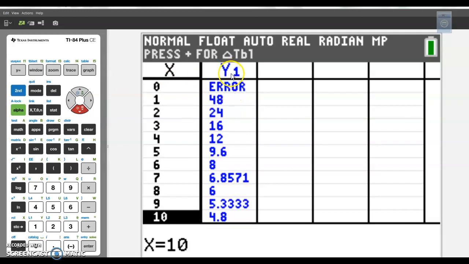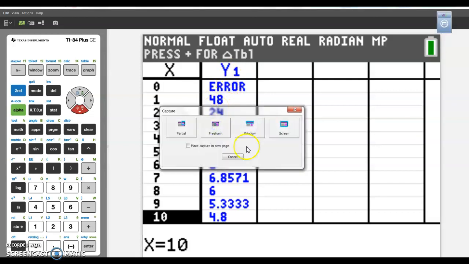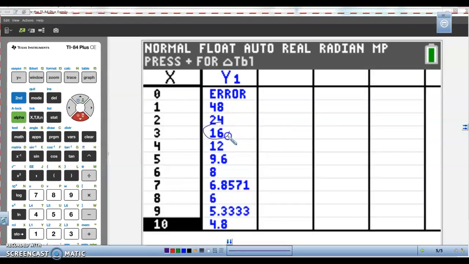Find the first perfect square that you see starting from 0. What's the first perfect square that you see in the blue column? Well, it would be 16. So I know this is going to be 16 times 3. That's where we got that from.